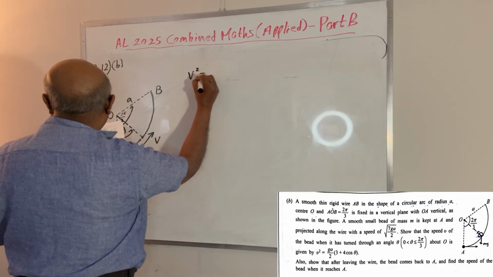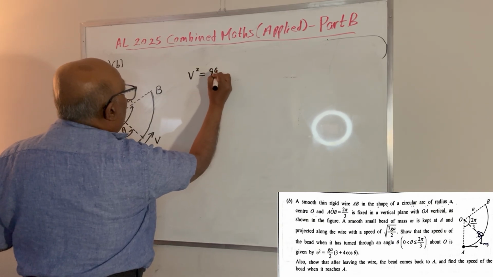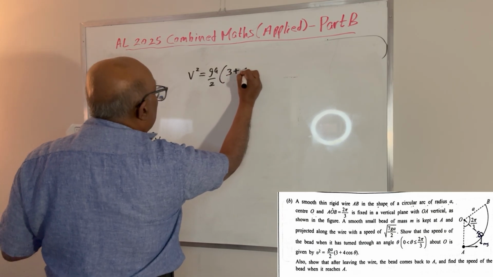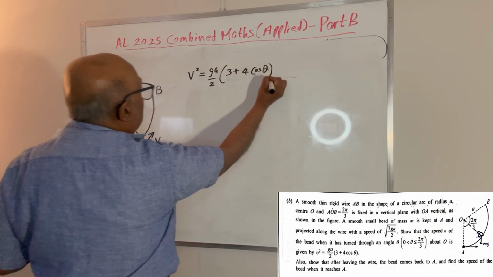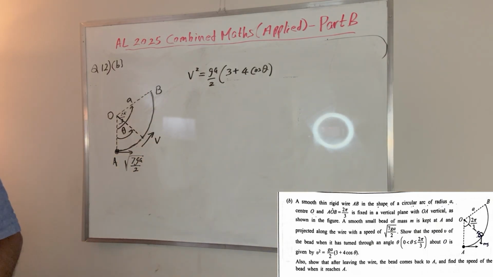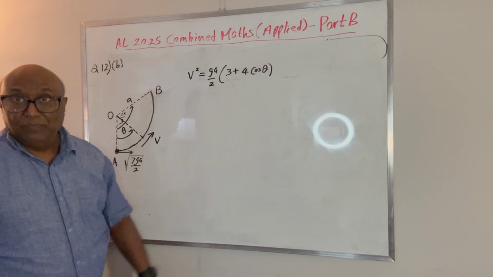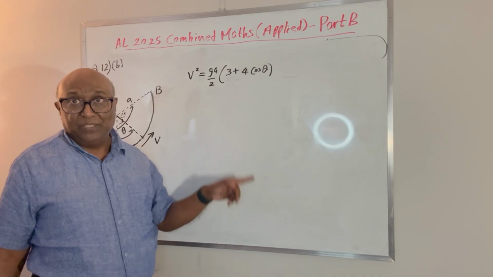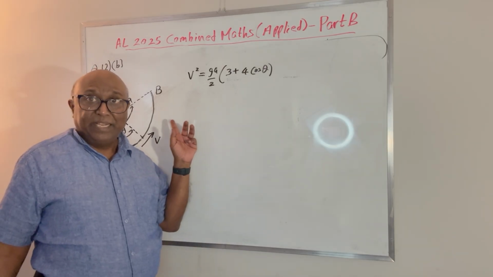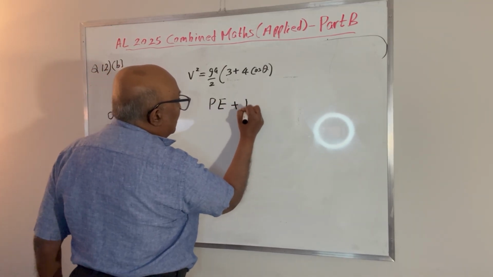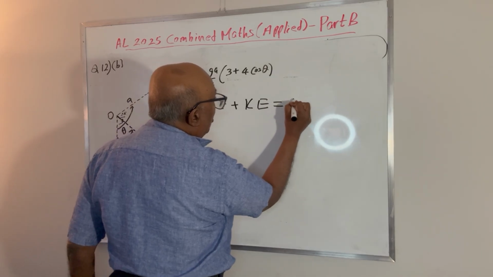v squared equals ga upon 2 times 3 plus 4 cosine theta. In order to do that, we can use our standard mechanical energy principle. That says potential energy plus kinetic energy is equal to a constant.